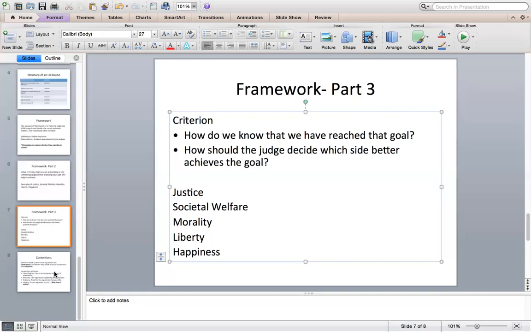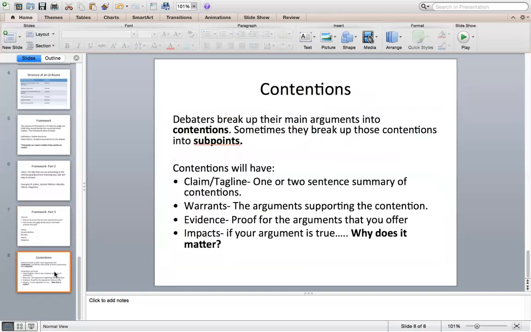After you have the framework part of the case, you're going to have the main argument. And debaters break those main arguments up into contentions. And sometimes they'll even break the contentions down into subpoints. And contentions will usually have a claim or a tagline, which is a kind of one or two sentence summary of the contention. They'll have warrants or arguments supporting the contention. And debaters do a lot of research. They'll offer a lot of evidence, often from scholarly sources, sometimes from news sources. And then they'll explain why the argument matters.